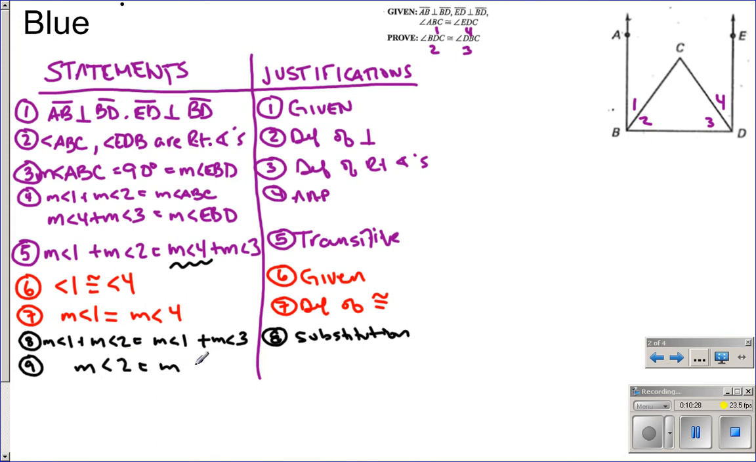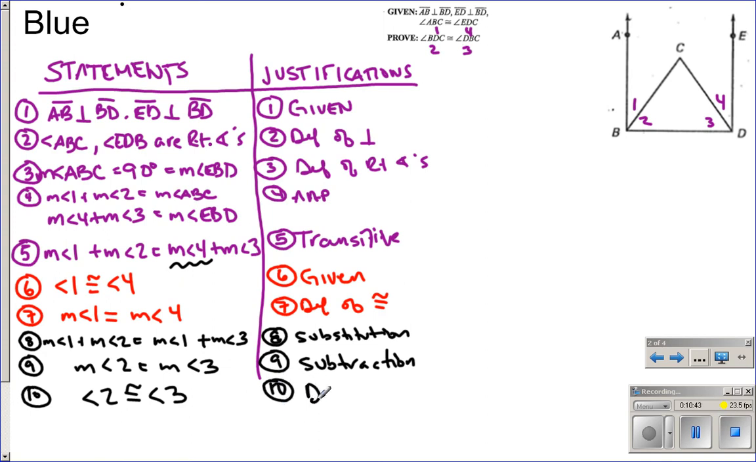Okay, and of course, if they have the same measurement, then angle 2 has to be congruent to angle 3 by the definition of what it means to be congruent. Okay. So the purple step is establishing that angles 1 and 2 together and 3 and 4 together are the same measurement, ending in step 5. The red step was showing that 1 and 4 have the same measurement, and then the black step is subtracting off the equal 1 and 4 pieces, leaving just the equal parts 2 and 3, and the measurements are the same. Of course, they're congruent.